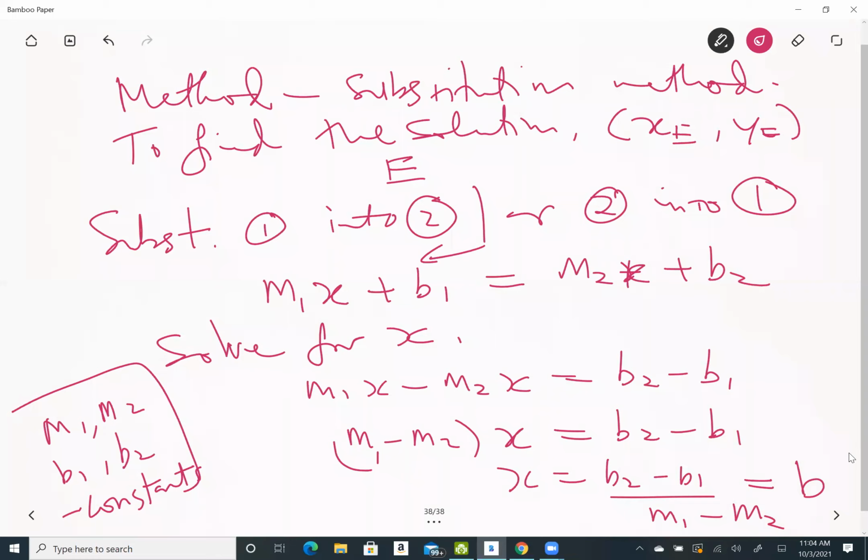Now that you have found x equal to B, you want to find the other value, which is y. So to find y, what do we do? Here, you find y.